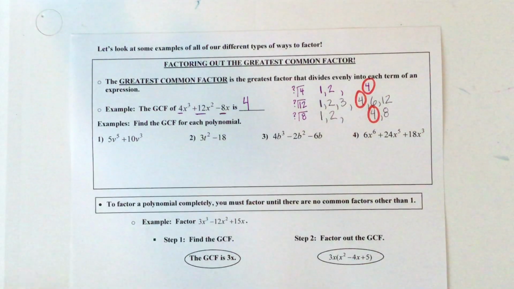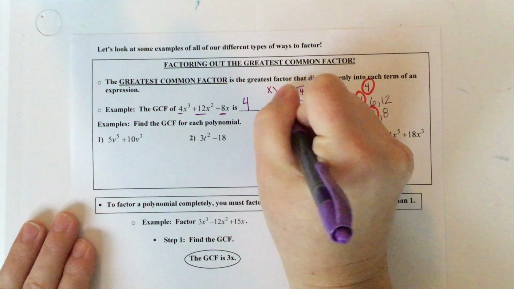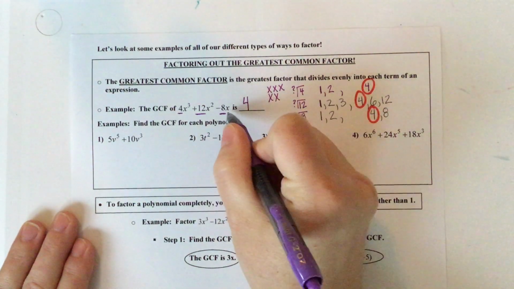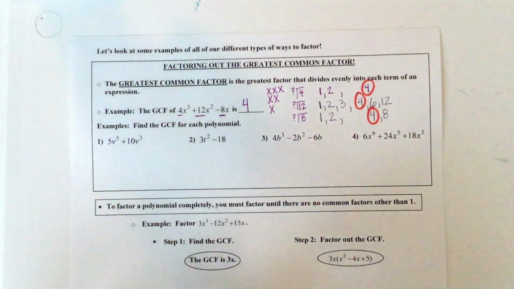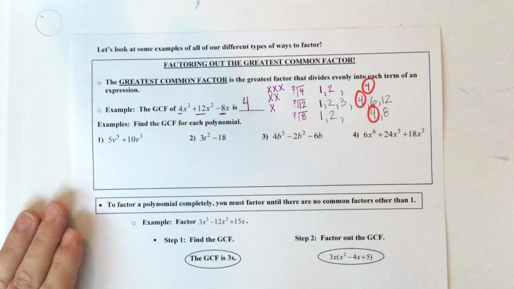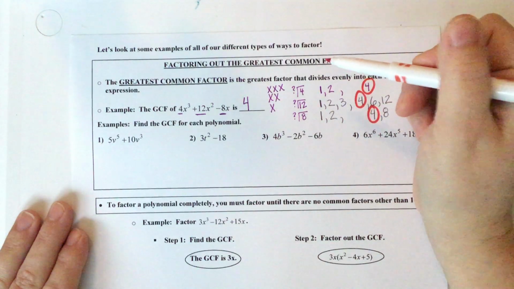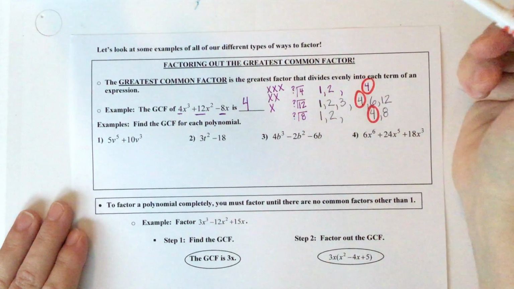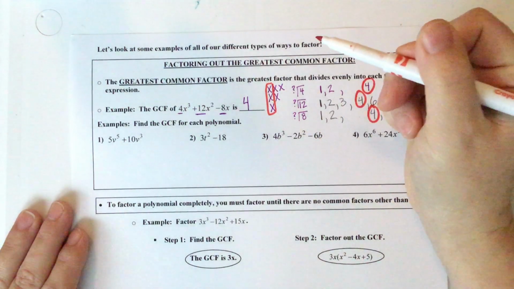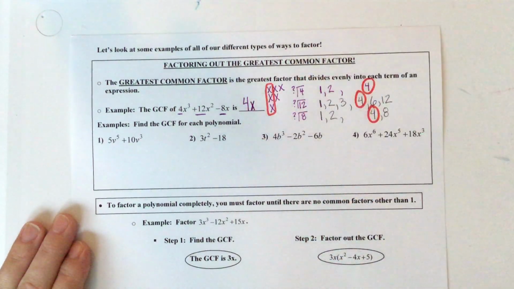Okay, now we need to look at the variables. All right, so this one has 3 x's, 1, 2, 3. This one has 2 x's, 1, 2, and this one has 1. You're looking for the greatest number of x's they all have in common. Do all of them have 3 x's in their list? No. Do all of them have 2 x's in their list? No. But do all of them have 1 x in their list? Yes. So the greatest amount of x's that they all have is 1.